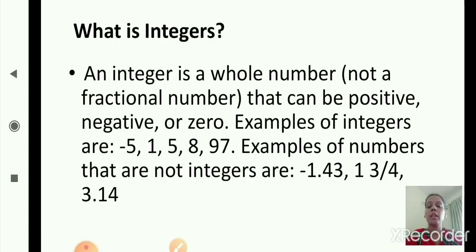What are integers? What is the definition for integers? An integer is a whole number, not a fractional number, that can be positive, negative or 0. So integer means a number which can be positive, negative or 0, and the numbers which are not integers are fractional numbers and decimal numbers. So they are not integers. Integer means the numbers which can be positive number, negative number or 0.